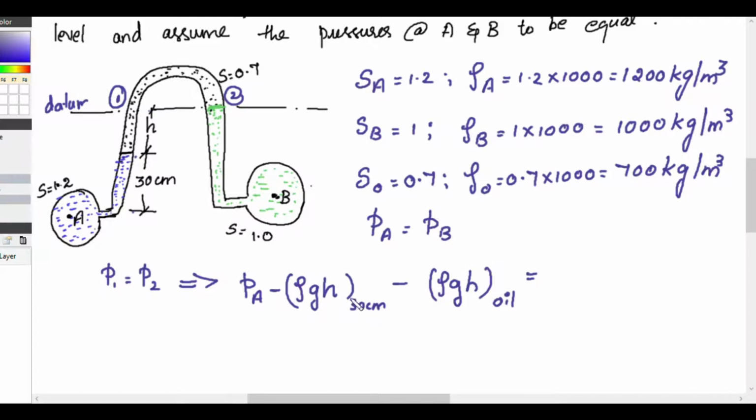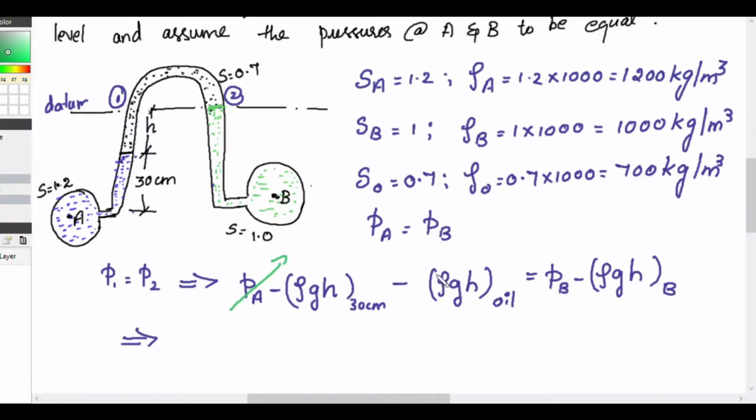I have written these things for your understanding in order to avoid confusion. That is equal to pressure at 2, which is pressure at B minus pressure due to this height, that is rho g h of this. I will write it at B, that is the right limb of this pipe. So this height is actually 30 plus h. What we get is PA. It is said that PA is equal to PB.